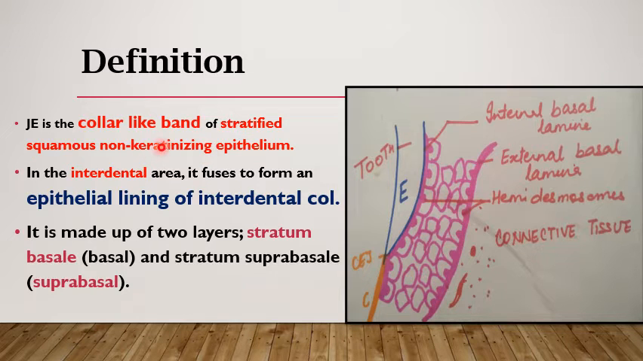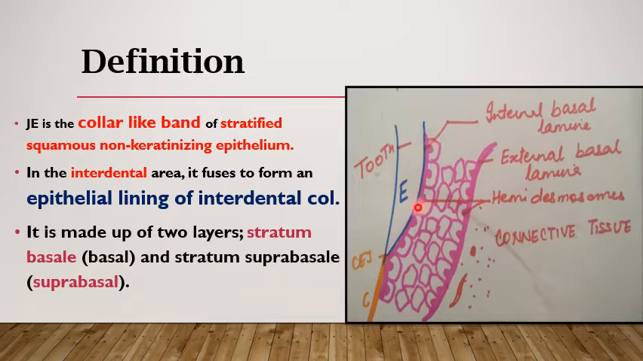So all non-keratinizing epithelia have three layers: stratum basale, that is basal layer, then intermediate layer or stratum intermedium, and then stratum superficiale, that is superficial layer. But this junctional epithelium is made up of two layers: stratum basale, that is basal layer, and stratum suprabasale, that is suprabasal layer. Here in this diagram, you can appreciate that this is the only epithelium in the body which has two basal laminae. The cells which are in direct contact with the tooth are known as directly attached to tooth cells or DAT cells.